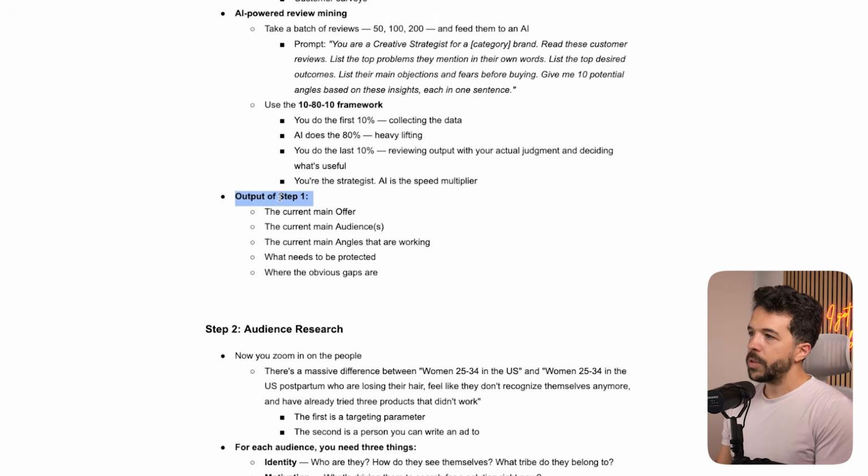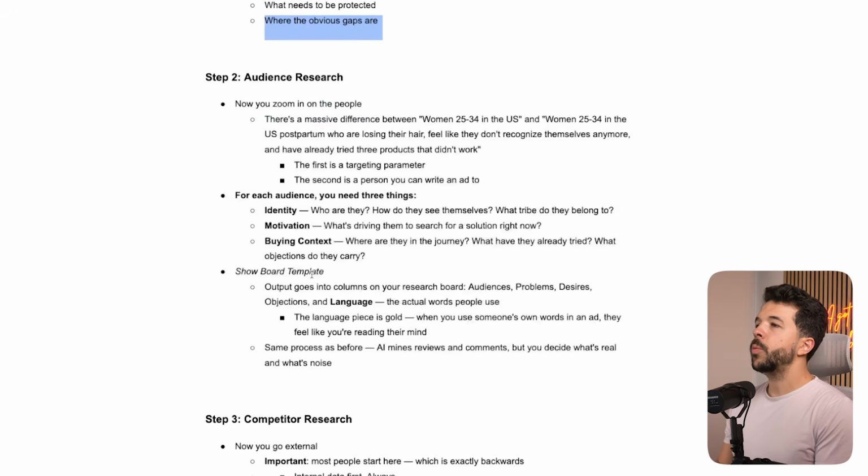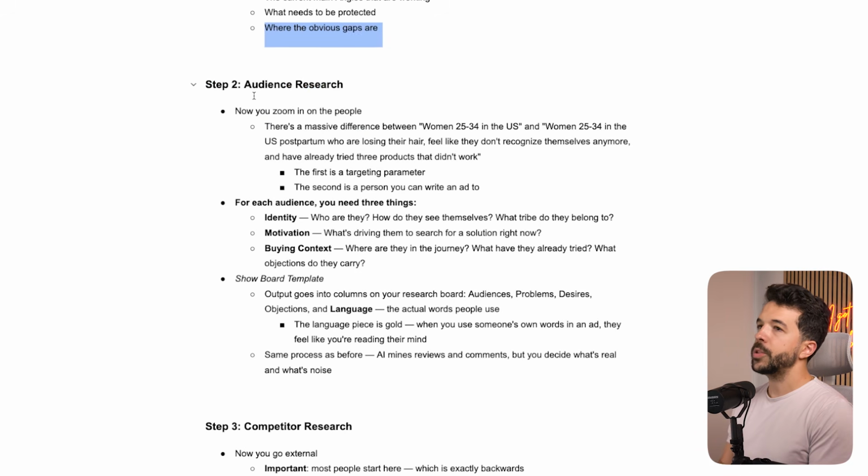That said, output of step 1: the current main offer, the current main audiences, the current main angles that are working, what needs to be protected, what are the obvious gaps here. Then we move into step number 2, which is audience research. And this is where we zoom in on people.